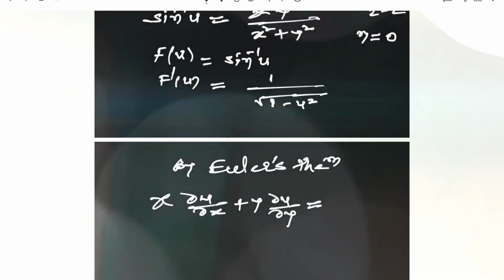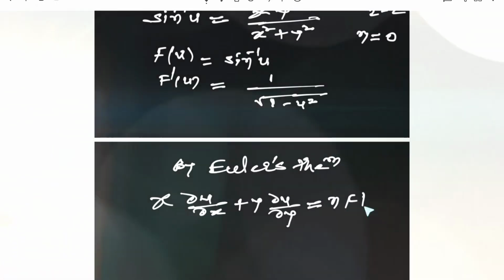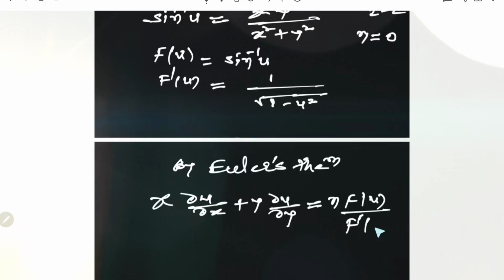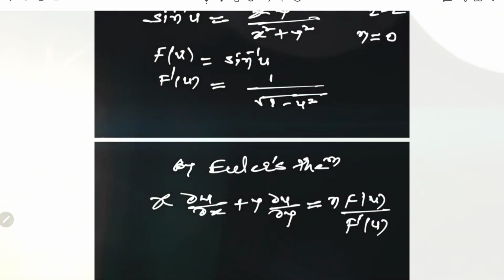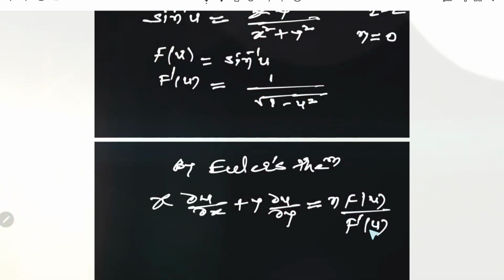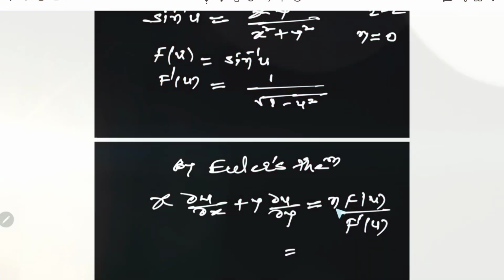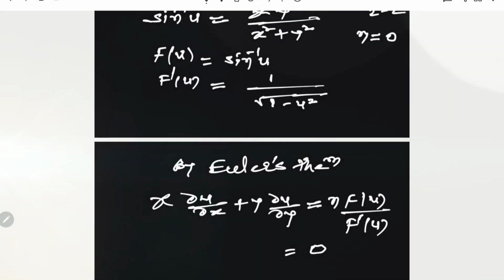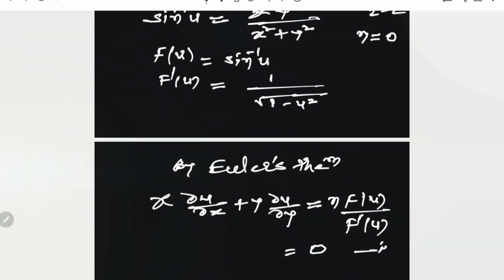as it is function of function, we use this formula. It is equals to n f of u by f dash of u. By Euler's theorem we get x dou u by dou x plus y dou u by dou y is equal to n f of u by f dash of u. Substituting the value, we get n as 0, and therefore this term becomes 0 as n is 0. We call this equation number 2.